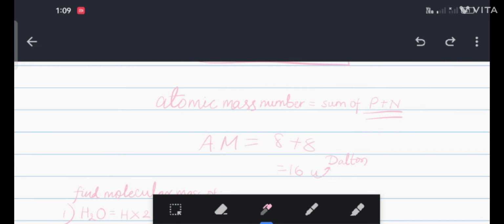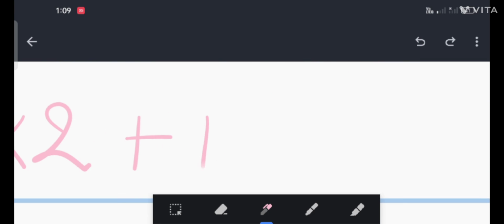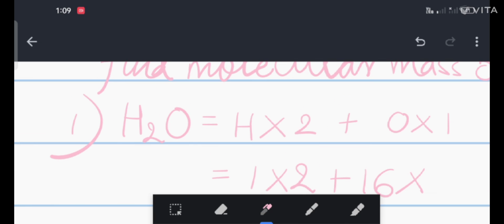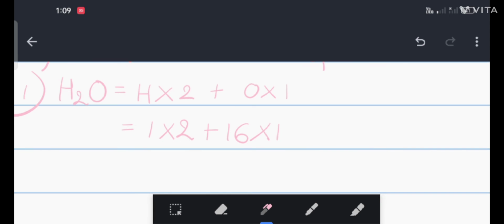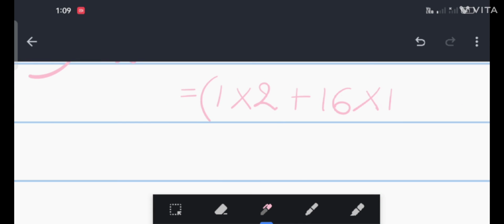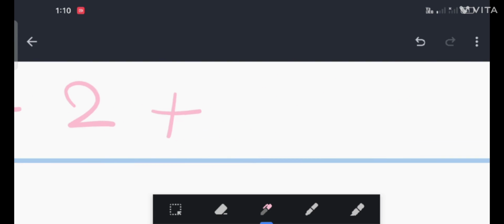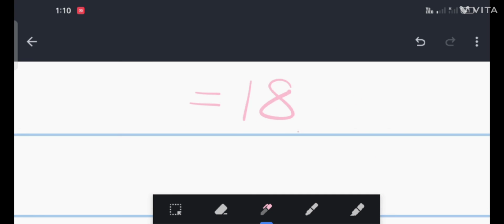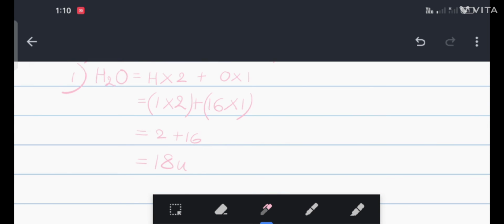Now oxygen, we know that oxygen's atomic mass number is 16. So we'll write 16 into, how many times is oxygen there? It's there 1 time. So 16 into 1. Now we will just add these two, right? So 1 into 2 is 2 plus 16 into 1 is 16, which is basically 18. And don't forget the unit, which is Dalton, U. It's that simple. Wow.